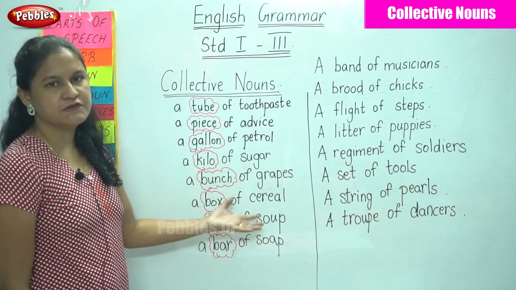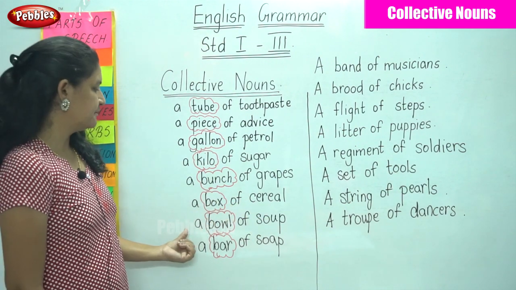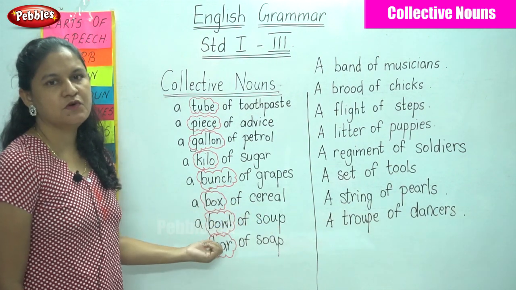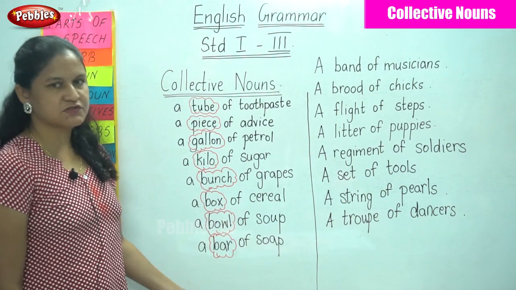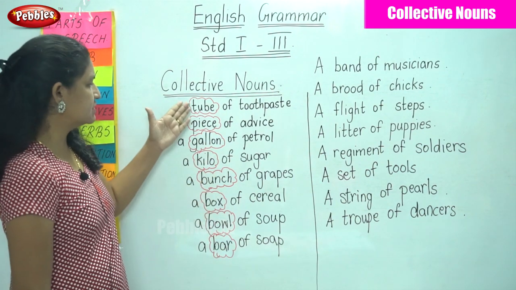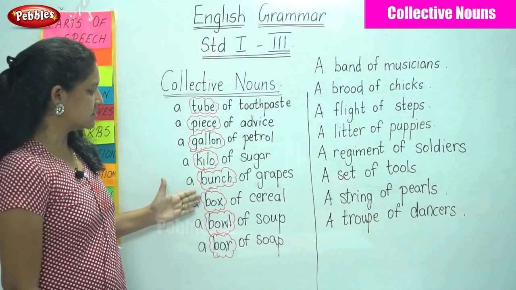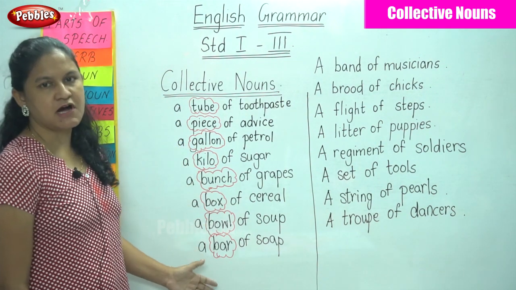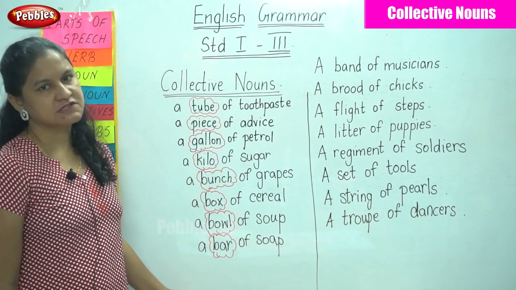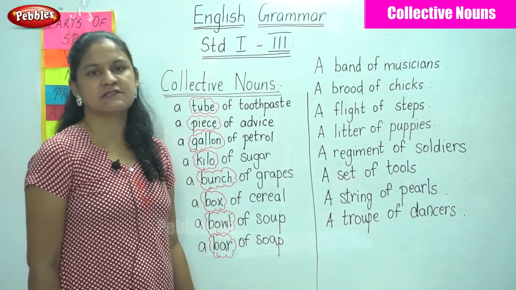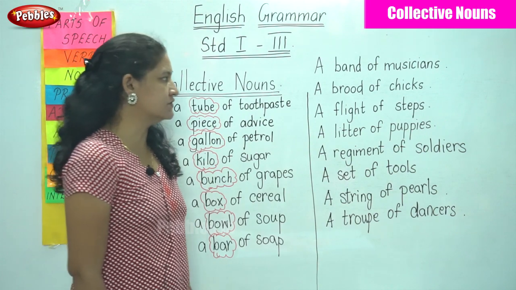A box of cereal. Box. A bowl of soup. So bowl. A bar of soap. Bar. So the words tube, piece, gallon, kilo, bunch, box, bowl, bar are the collective nouns used. So let us see some more examples of collective nouns.